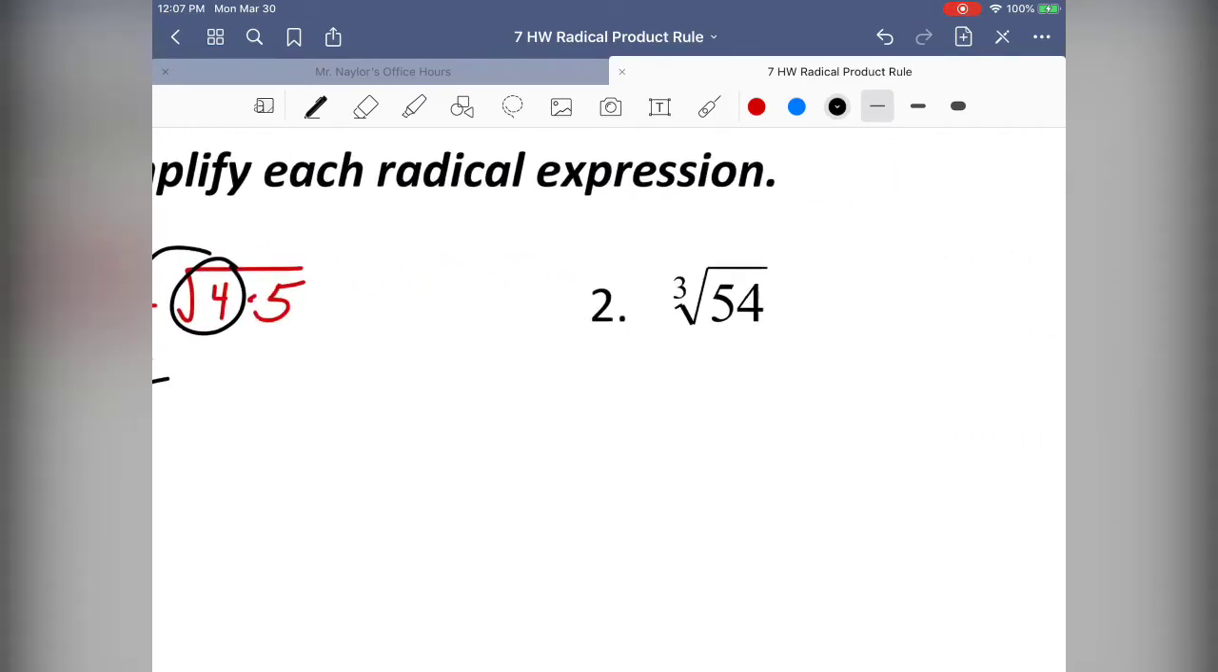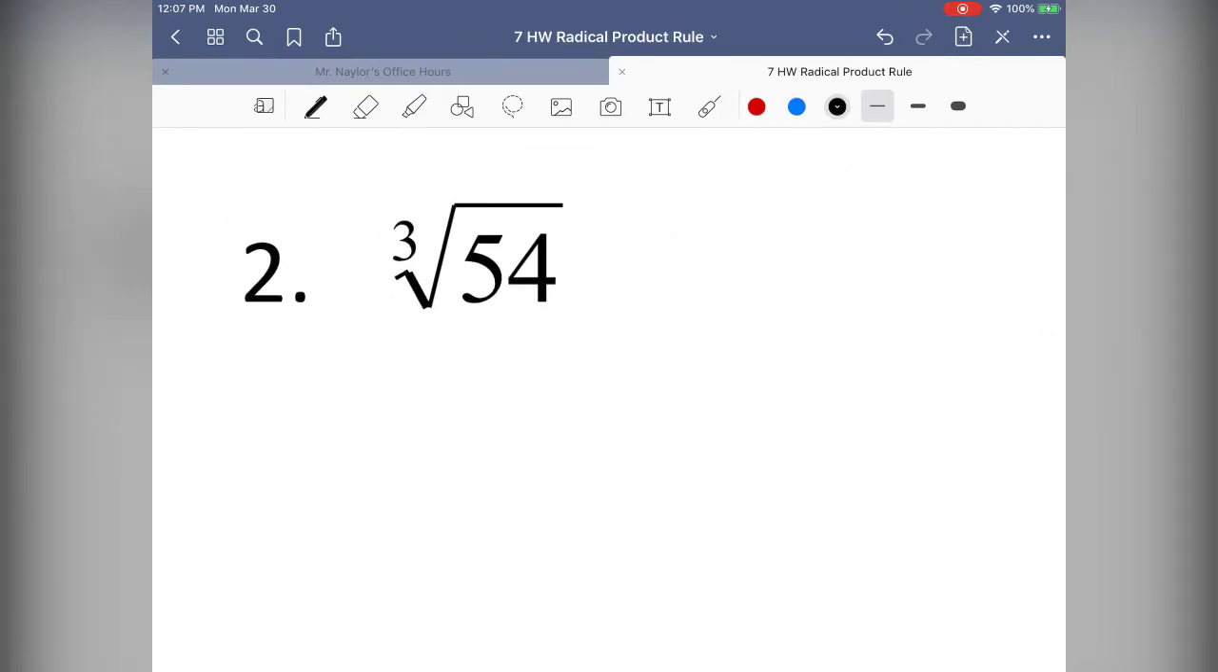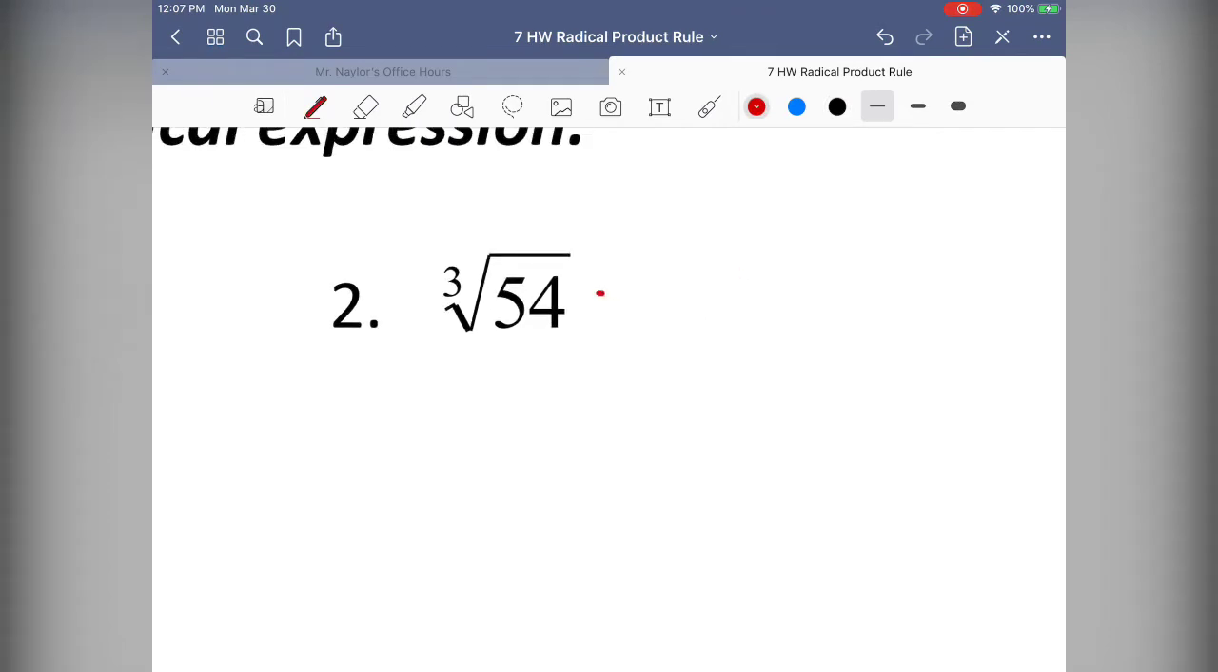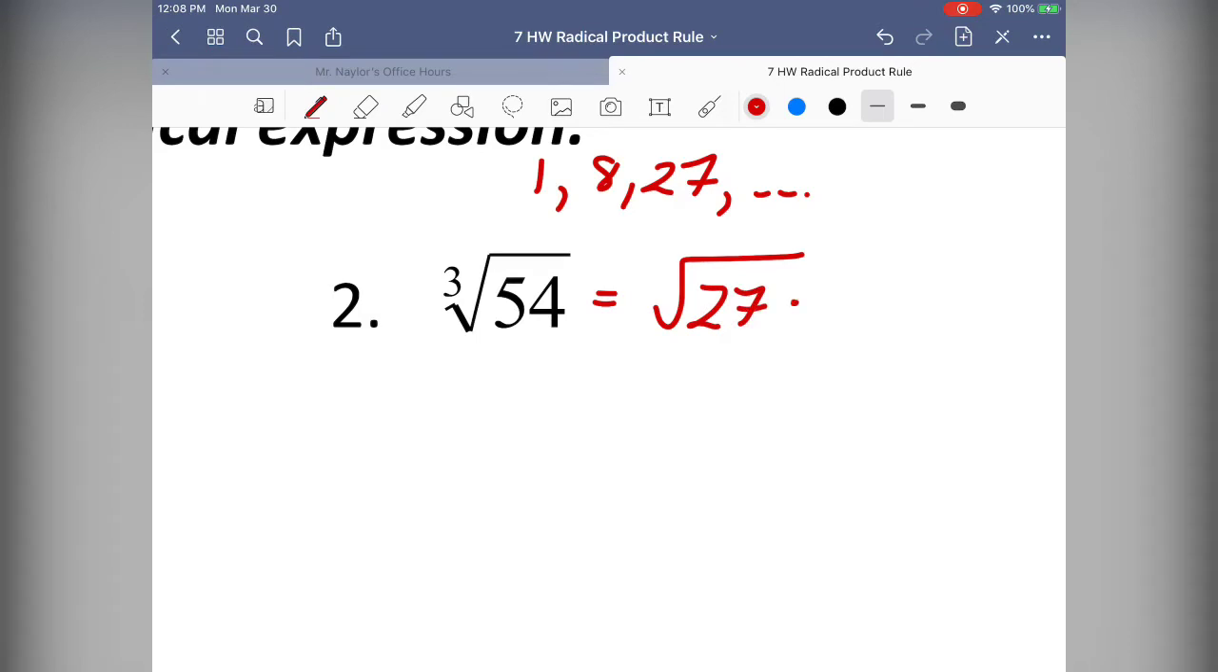How about the cube root of 54? Now this time we want to find two numbers that multiply to be 54, but one of them has to be a perfect cube. Remember your perfect cube list? 1, 8, 27. Now these numbers on this list are perfect cubes because they come from multiplying a number together 3 times. And 27 multiplies to be 54. That is 27 times 2.